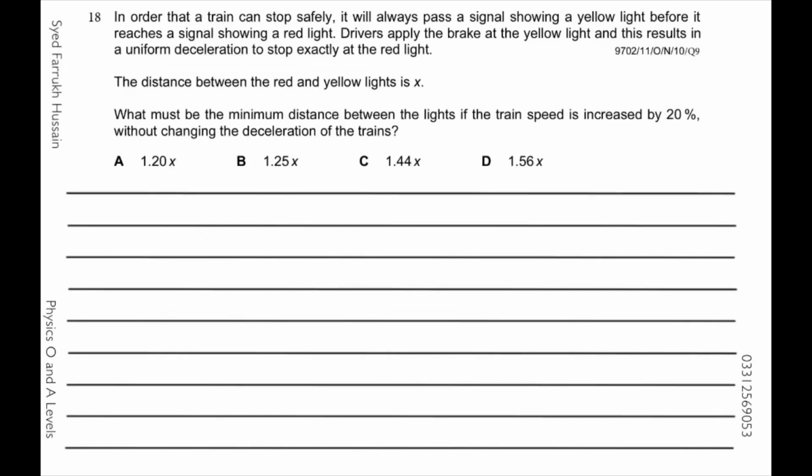In this question, there are two scenarios given. In one, x is the distance in which the train stops, and you have to find out that if you increase the speed of the train by 20%, how much more distance it will cover so that it stops safely. So initially u1 is 1 meter per second.